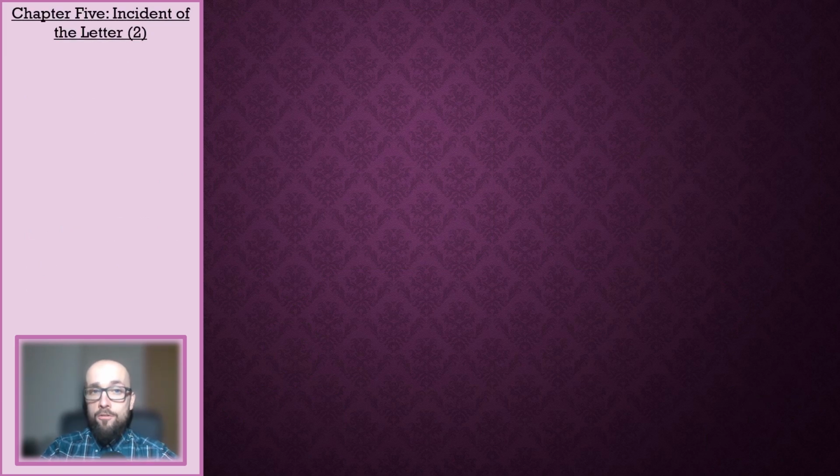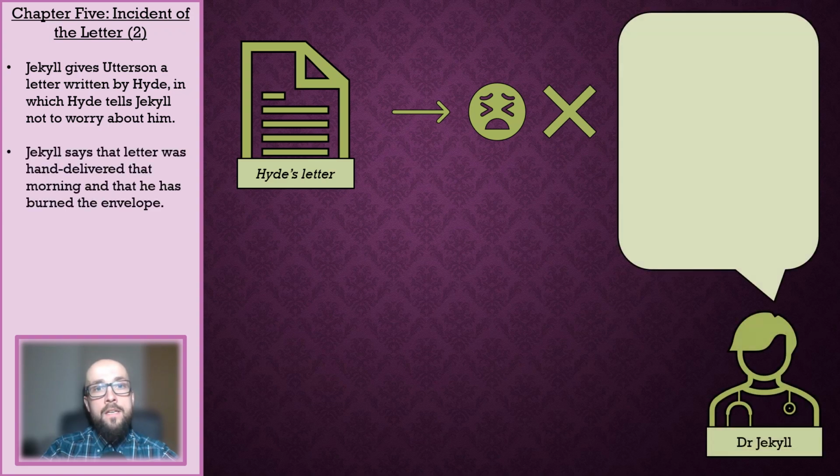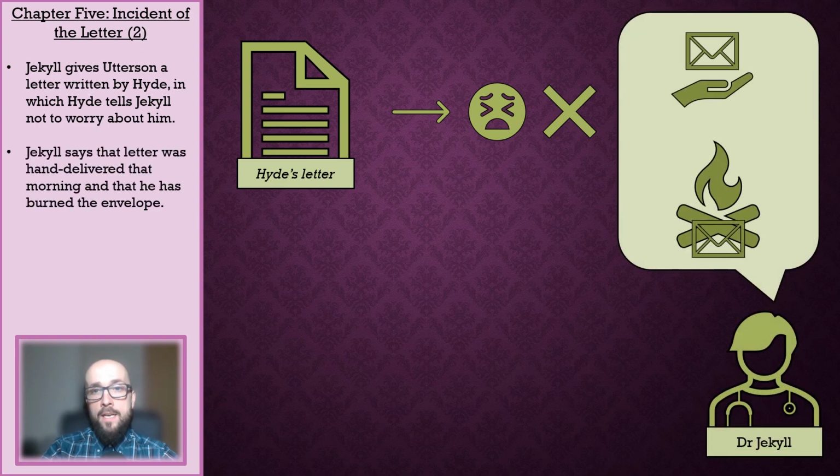As their conversation progresses, Jekyll gives Utterson a letter, which he claims was written by Hyde. Inside the letter, Hyde tells Jekyll to not worry about him anymore. Jekyll then explains to Utterson that the letter was hand-delivered that very morning, and that he has burned the envelope since receiving it.